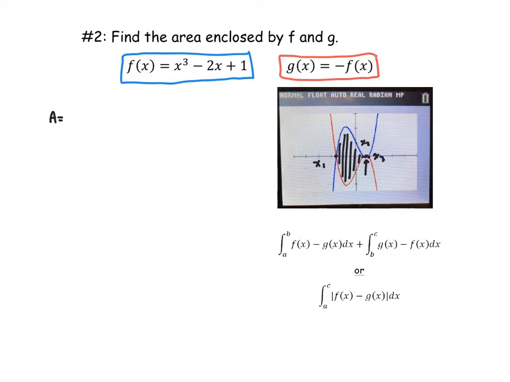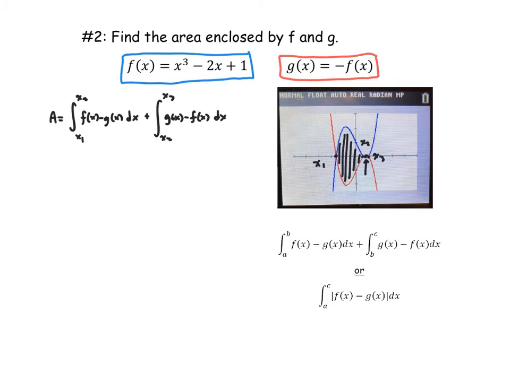Okay, so I would go from x1 to x2 of f of x minus g of x, and then add from x2 to x3 of g of x minus f of x.